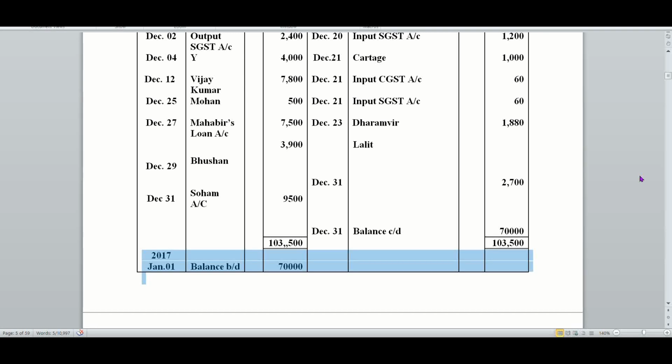So friends, this is a single column cash book with input CGST, input SGST and output CGST, output SGST. If you go through this account, write down the question, go through the explanation, and you will see the problem is quite interesting.